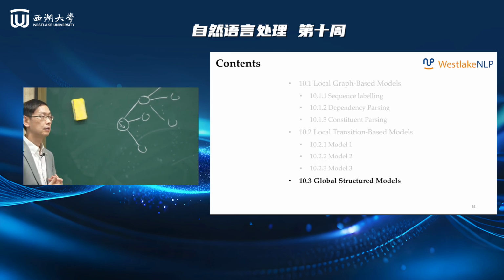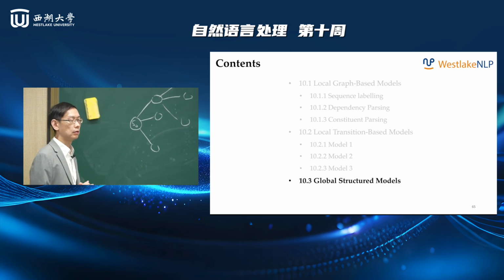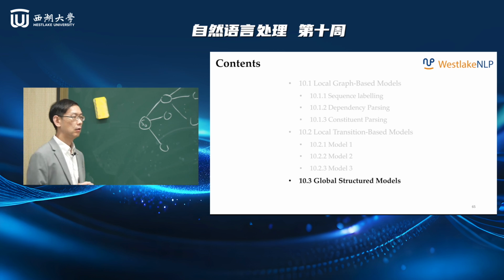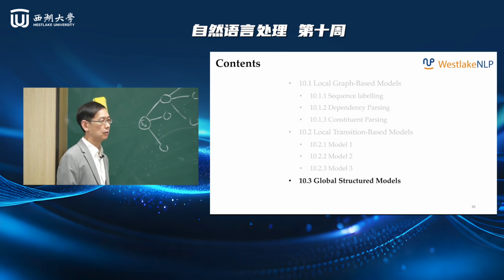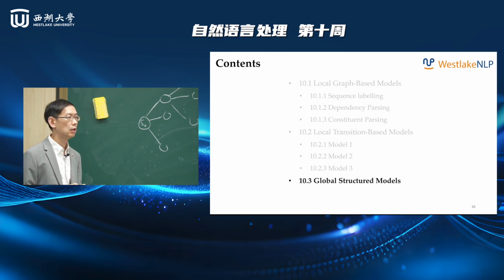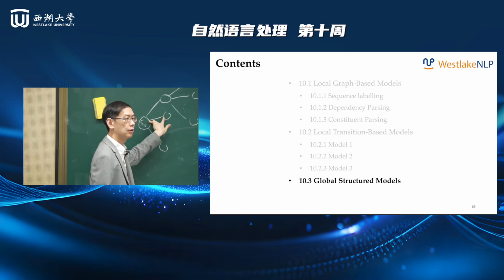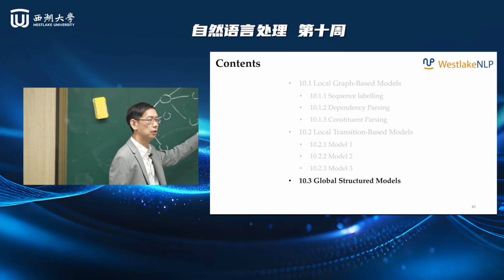Lastly, all the models we learned by now are local models, okay? Especially the graph-based models, we predicted each substructure individually. The transition-based model is also a local model because we made decisions locally. It's a greedy algorithm, right? One action, second action, third action.